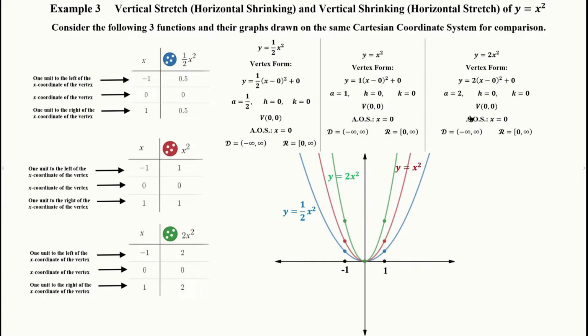Same with x squared and 2x squared, of course. So for 2x squared, there is the vertex. I go 1 unit to the left and 1 unit to the right of the x coordinate of the vertex. I plug in and get the y values. When I plug in -1 here, I get the square of -1 is 1 times 2 is 2. And for 1, I get the same result. So there are the 3 points, (-1, 2), (0, 0), and (1, 2), which you smoothly connect to get the graph of 2x squared.